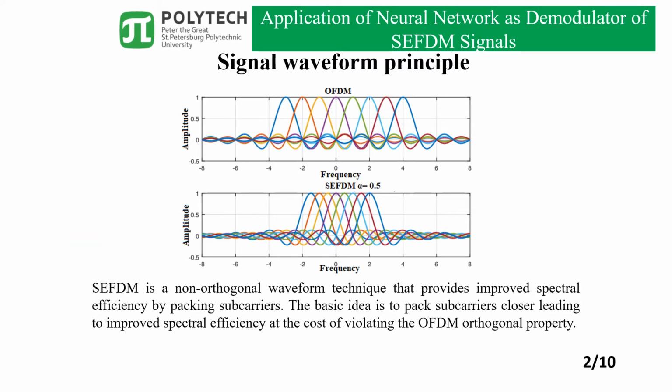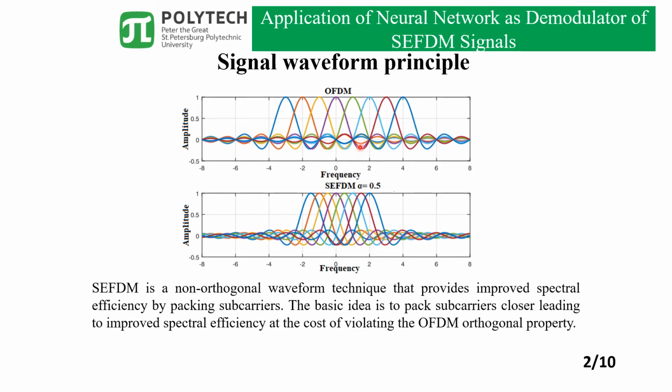SEFDM is a non-orthogonal waveform technique that provides improved spectral efficiency by packing subcarriers. The non-orthogonal signal SEFDM brings advantages such as bandwidth saving. The basic idea is to pack subcarriers closely, leading to improved spectral efficiency at the cost of violating the OFDM orthogonal property. On this slide, we can see two spectrums.